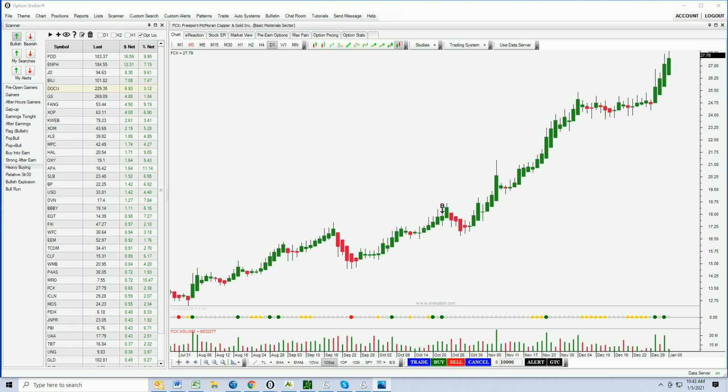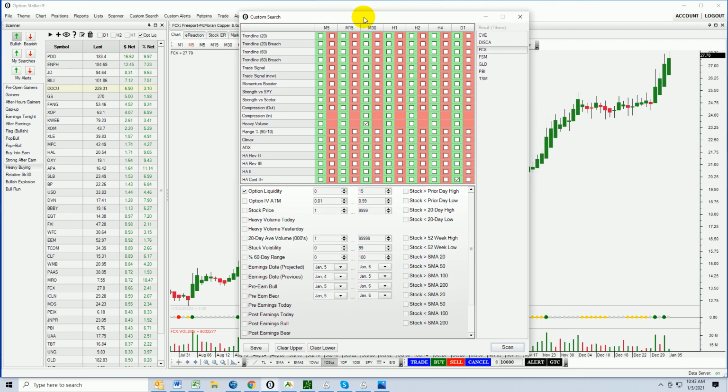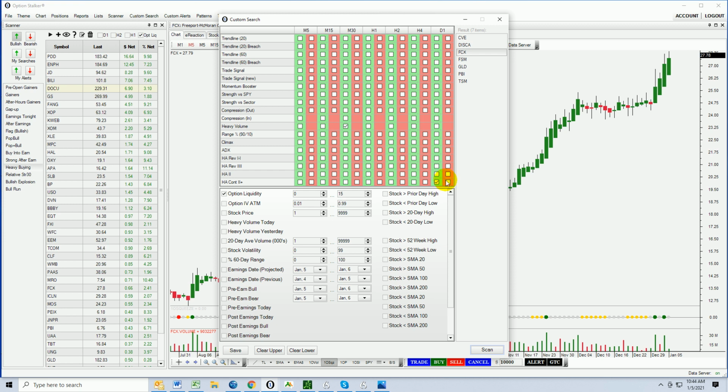Now let's bring in the actual search table, and we'll be able to run a search, and we'll be able to take a look at the results. And you can see I combined some variables. I'm looking for HA continuation II plus. So this means that we're going to have more than two flat bottom green candles on a daily basis. Okay, that's pretty good. Excellent option liquidity, value of 0 to 15. We also are looking for heavy volume. Hey, show me some stocks that have heavy volume on a 30-minute basis.